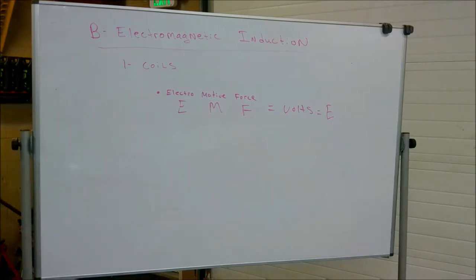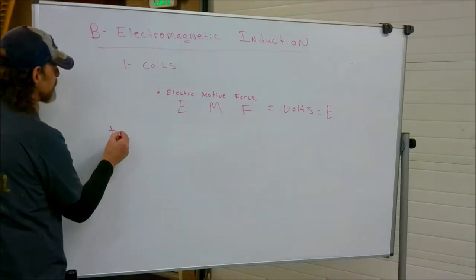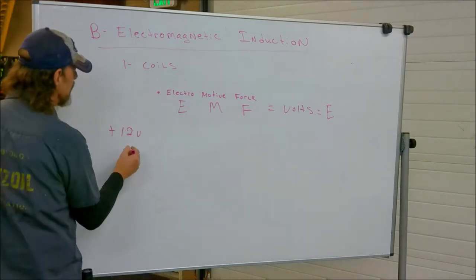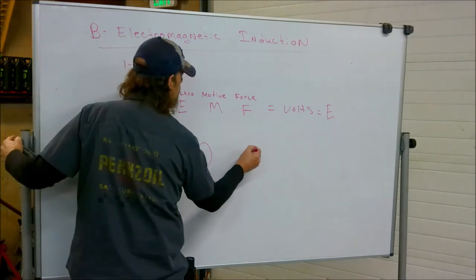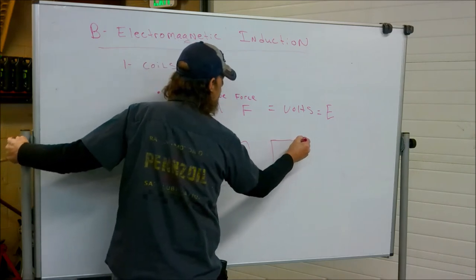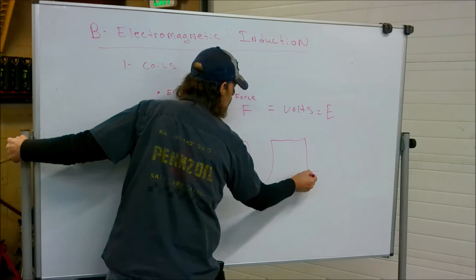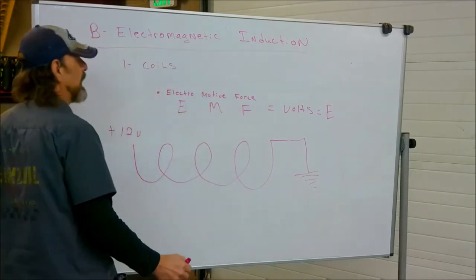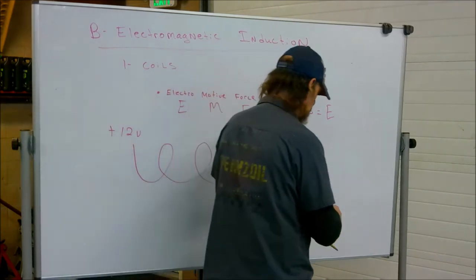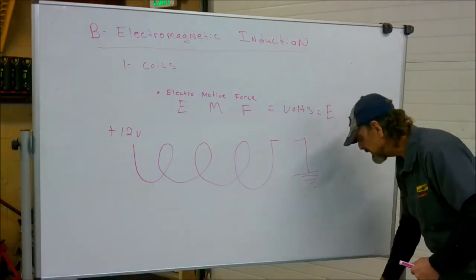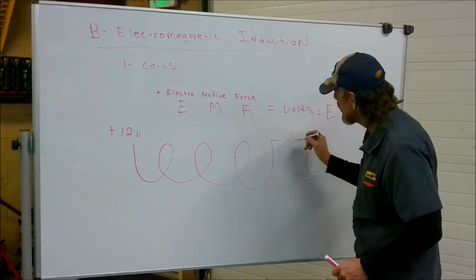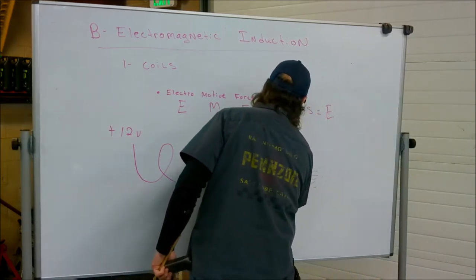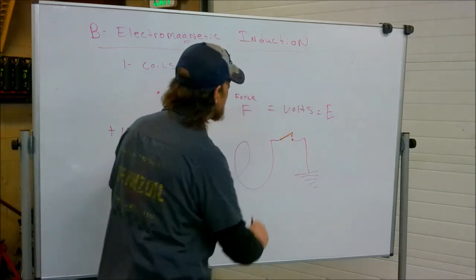So let's go ahead and do this really quick. I'm going to produce a coil right now in electromagnetic force, and I've got plus 12 volts, and I go through the coil. I'm going to make the coil really big so we can understand this. Really big, okay, and then we're going to go out here and we're going to go to ground. There's our ground right there. And in the middle right here, we're going to put a switch. I'm going to install a switch because we're going to need that switch in just a minute. So here's our switch. We're going to put a little rudimentary switch right here. There we go. And this is our contact point right here.